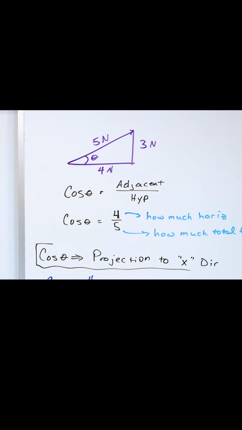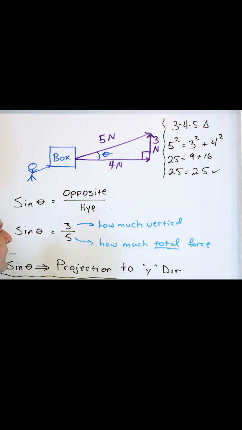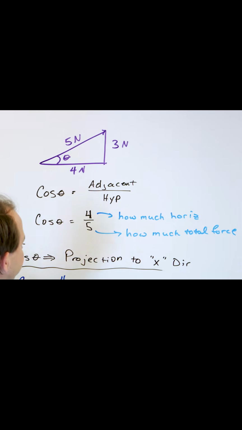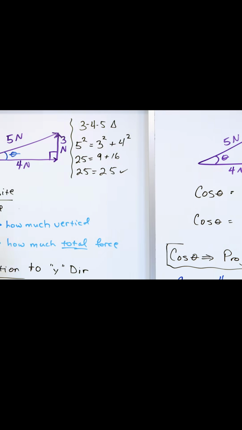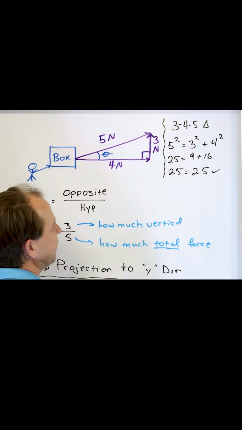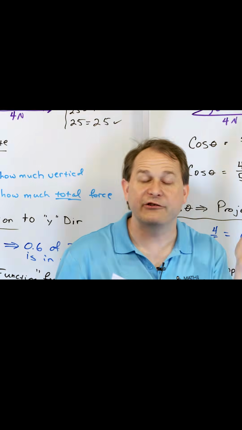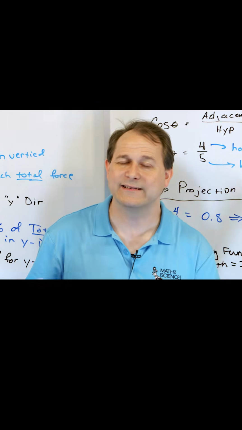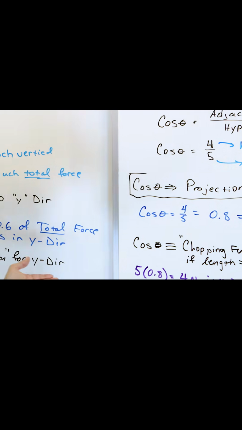So in this case, I get 3 over 5. In the other case, I get 4 over 5. And it's literally the ratio of how much is up compared to the total force, and this is the ratio of how much is horizontal compared to the total force. A handy way to think about it is the sine of the angle is the projection to the y direction. The cosine is the projection to the x direction. So sine goes with y, cosine always goes with x. Always. I want you to remember that.